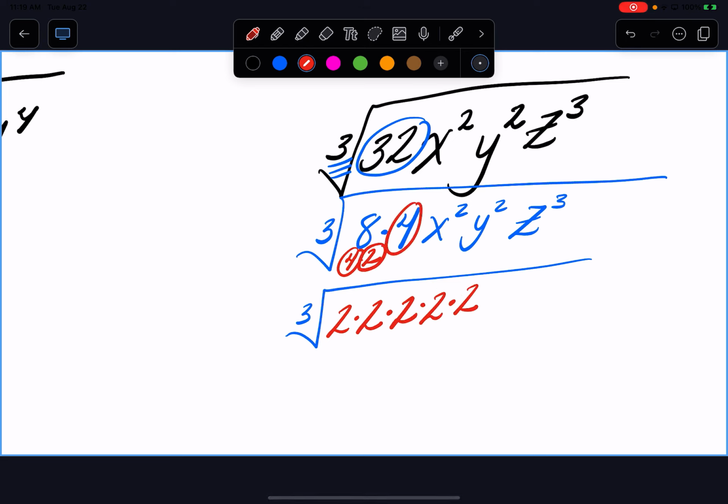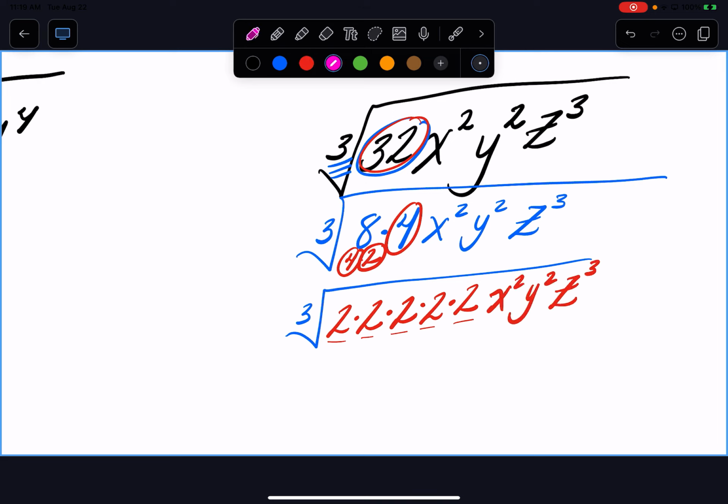Then I check on this. It's a pretend test. I go to my calculator and ask, did I mess up? Is 2 times 2 times 2 times 2 times 2 equal to 32? If it is, I'm good. If not, I messed up, right? Okay, now I write it as x squared, y squared, z cubed.